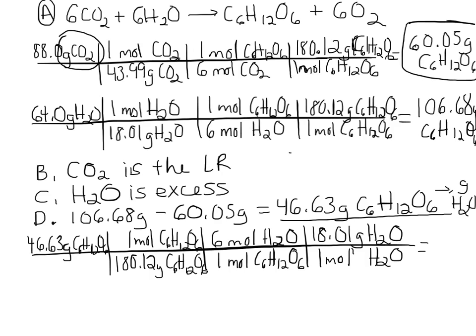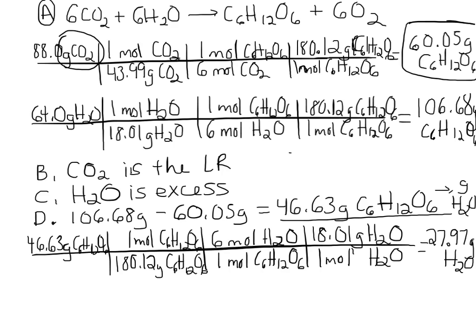Okay, so now I have my grams to grams problem all set up for letter D. And I do the math, and I get 27.97 grams, and this is grams of water. So what that means is that I had 27.97 grams of water that I didn't use in the reaction. I started with 64 grams, and 27.97 were not used.